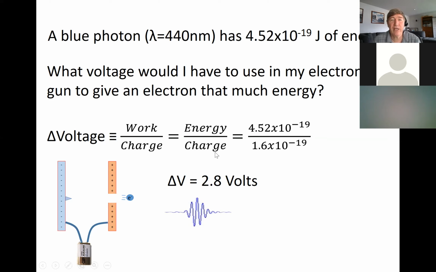Okay, so let's say we got a blue photon, and we want to know what the voltage is to give an electron the same amount of energy as the blue photon. So we figured out it was 2.8. I trust you're all good with that.